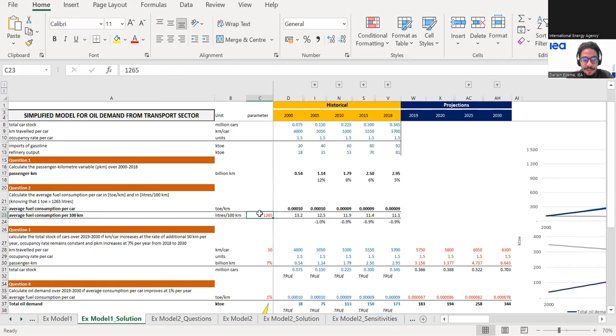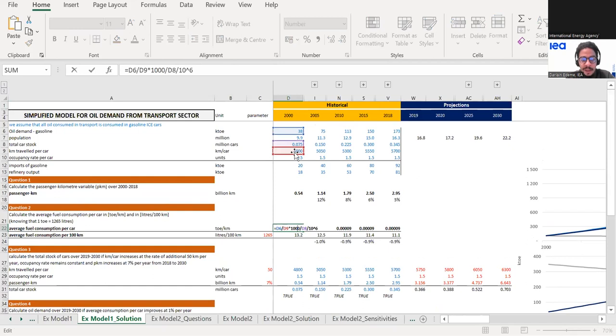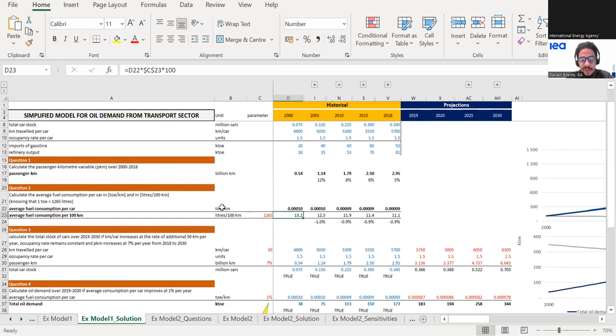In order to calculate that, pay attention that right now we are just talking about historical data. So we are just doing the analysis for the past, looking at the past in order to anticipate the future. In this case, we have the multiplication between D6, which is the oil demand, and the kilometers traveled per car. And we multiply also that by the total car stock, taking into account again issues with the units of measurement, and again units of measurement when you move to TOE per kilometers to liters per 100 kilometers.